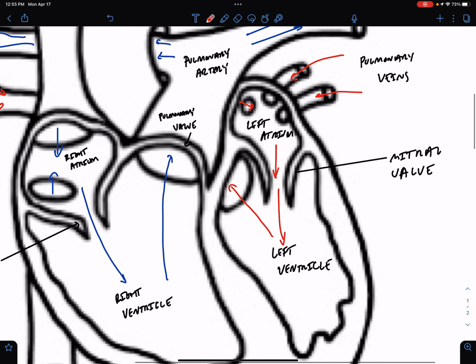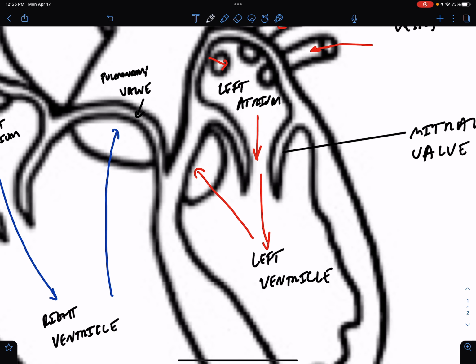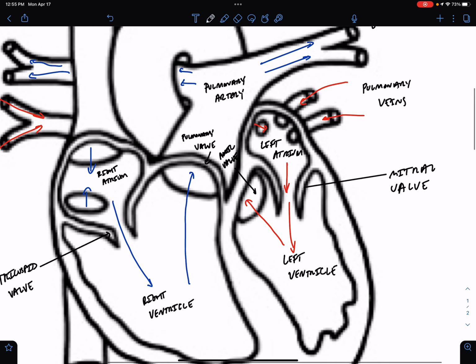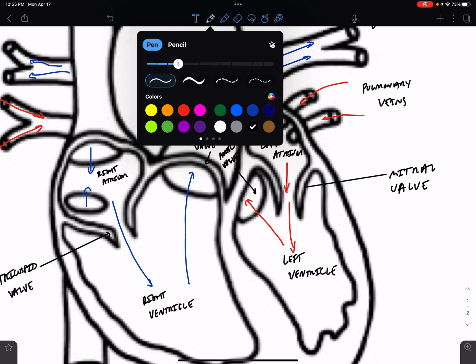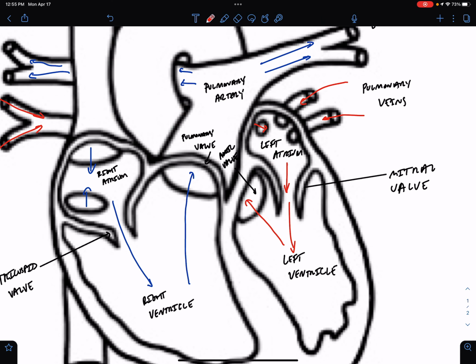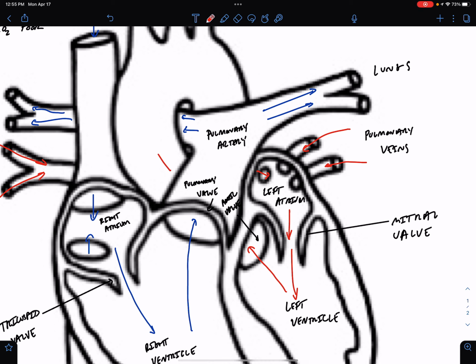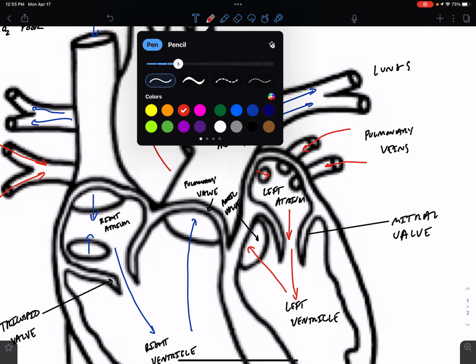Again, there's another valve in here that you can't see, the aortic valve. Sorry, I put that in a place where you can't really see it. But the aortic valve is back in here. And the blood is going to be pumped through a giant artery called the aorta.